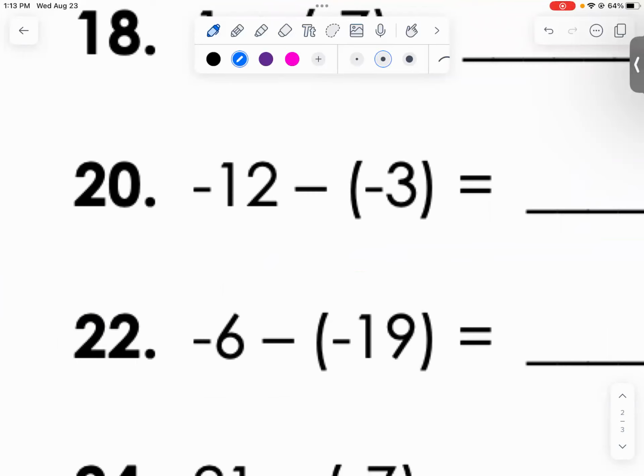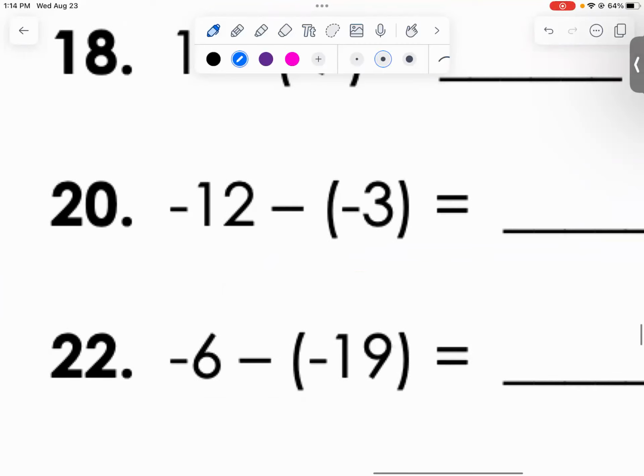Okay, let's do number 20. Emma said, do we do the same thing? We sure do. How do we rewrite it, Jacob? -12 plus a +3. Okay, we're adding the opposite. So we have -12 plus the opposite of -3. Sophie, what's negative 12 plus 3?